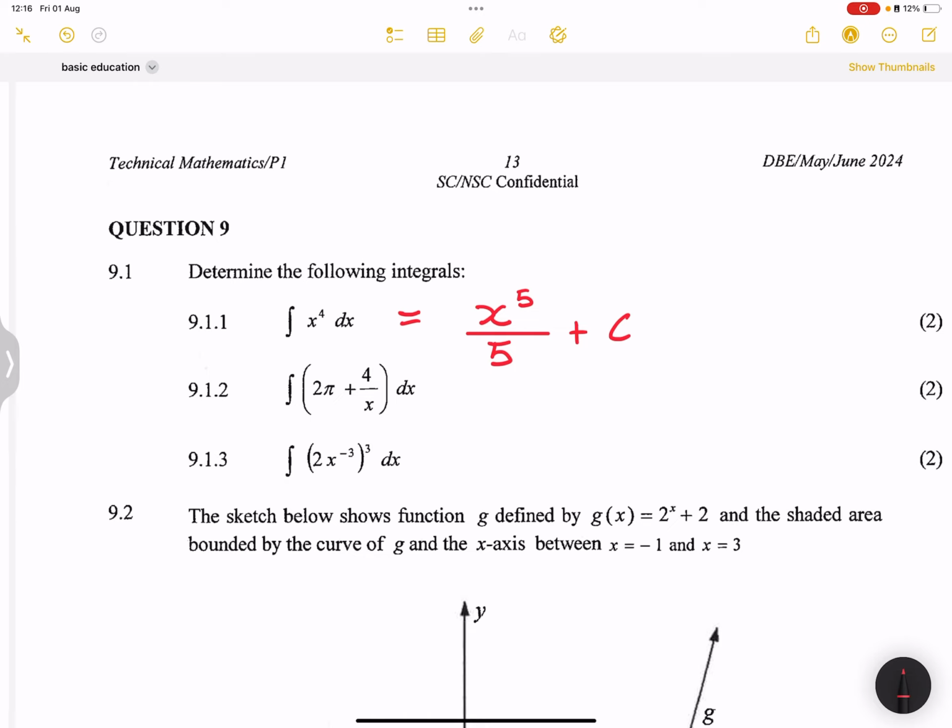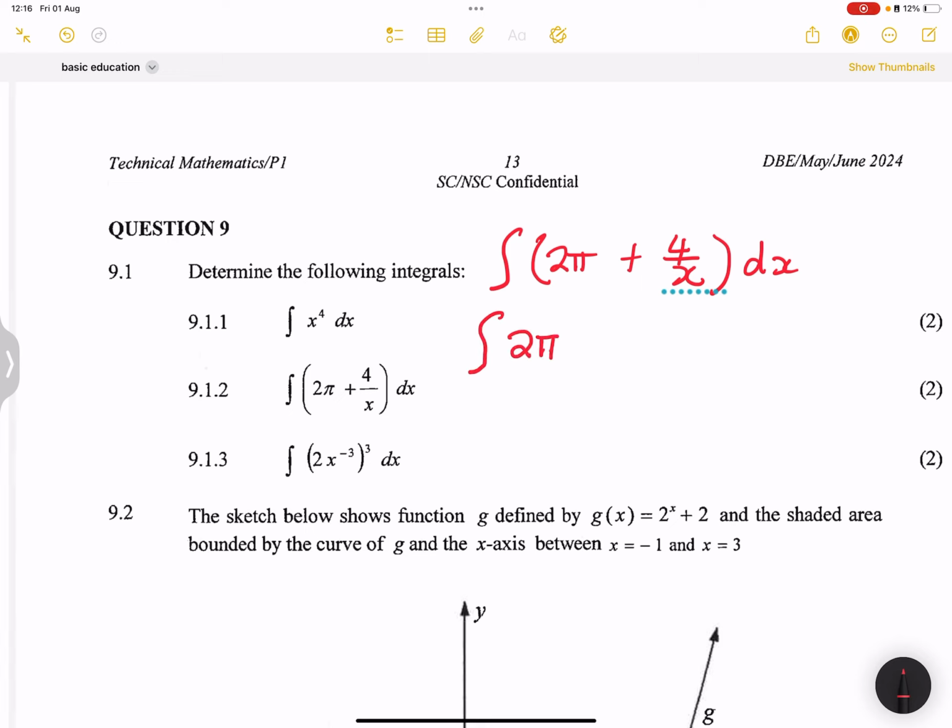Let's go to the next one. So they say to us, we've got the integral of 2 pi plus 4 over x, dx. Firstly, that means that we're taking the integral of 2 pi plus the integral of 4 multiplied by 1 over x. And please remember, this is with respect to x.